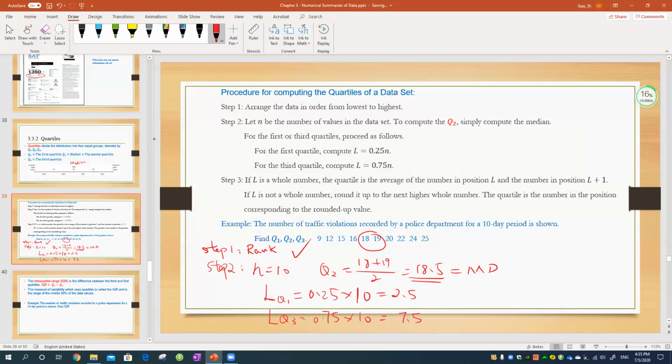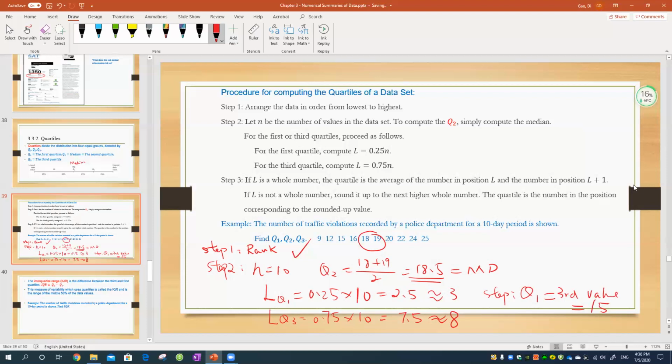So 2.5 is not a whole number. Then we're going to round it up to the next higher whole number. So round it up to 3, and then round 7.5 up to 8. So 3 and 8. Not a whole number, and then the quartile is the number in the position corresponding to the round-up value. So this means the third value for Q1. Then we can do step 3. Q1 equals the third value, which is 15.